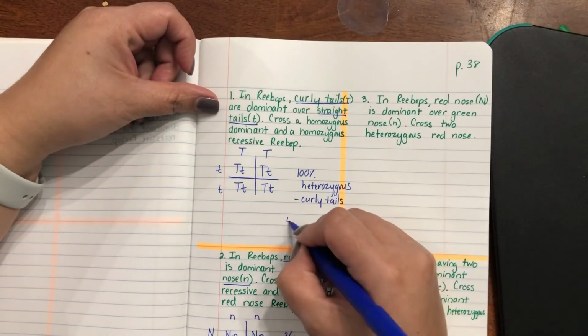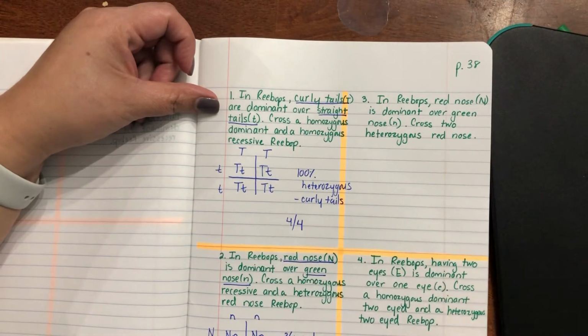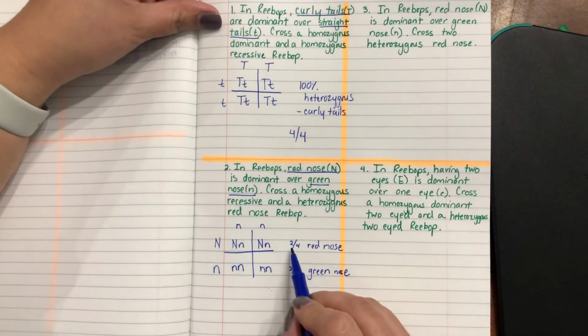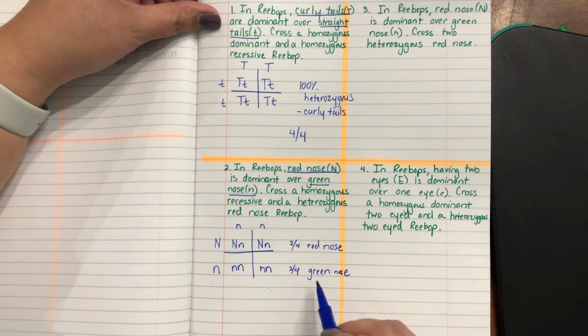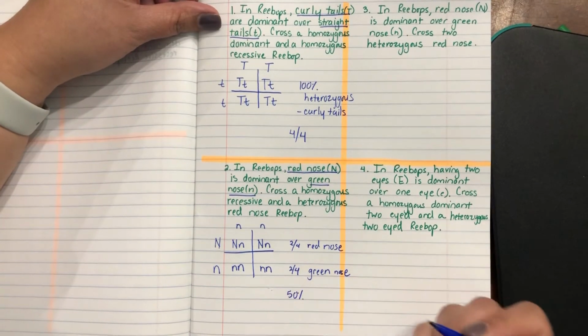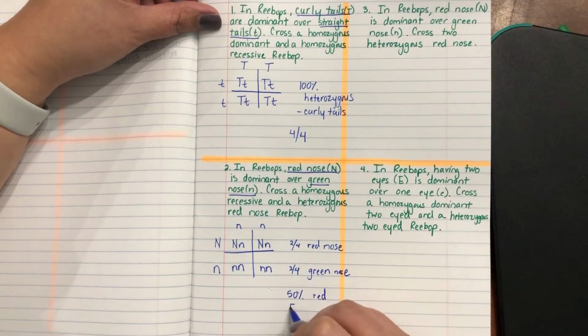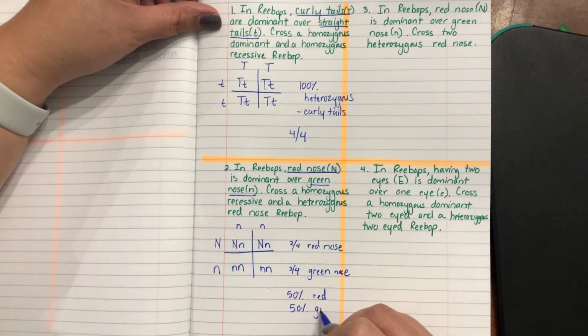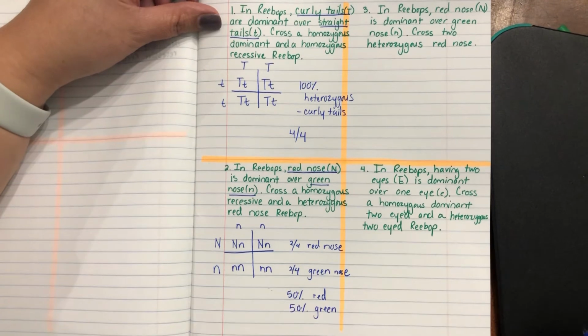I could have also said 4 out of 4, depending on what I was asking. On this one, I could also say 2 out of 4 have a red nose, and then 2 out of 4 have a green nose. Or I could say, it would be the same thing if I said 50% have a red nose, or 50% have a green nose. It just depends on what the question is asking, okay?